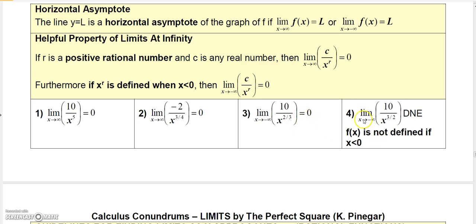But if I tried to take the limit as x approaches negative infinity of 10 over x to the 3/2, the 2 means we have to take the square root. Since the square root of negative numbers is not real, you would not be able to evaluate this function at negative numbers. It wouldn't make sense to say x goes to negative infinity, since negative numbers aren't in the domain of x to the 3/2. So in that case, we would say the limit does not exist.